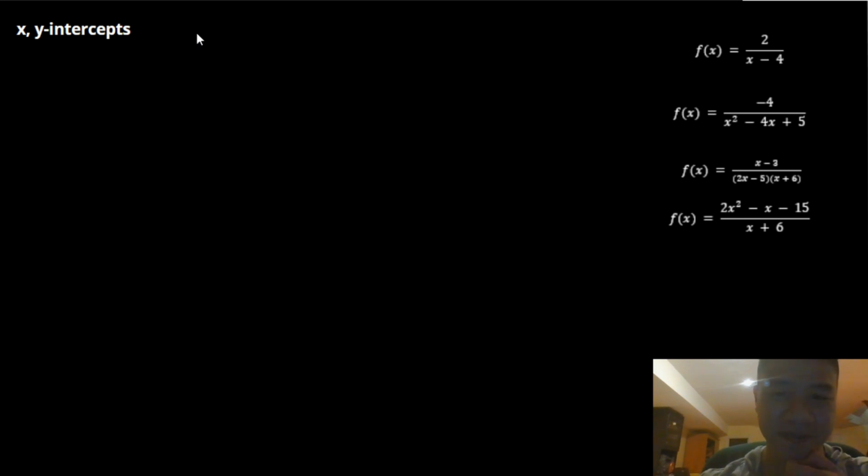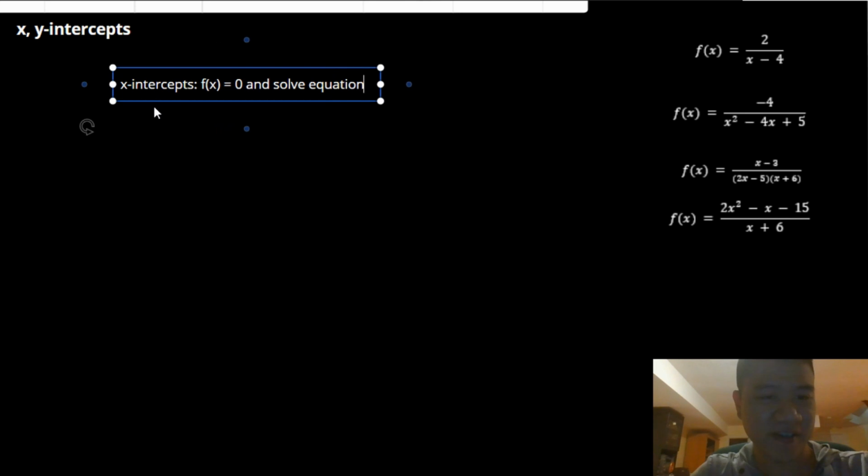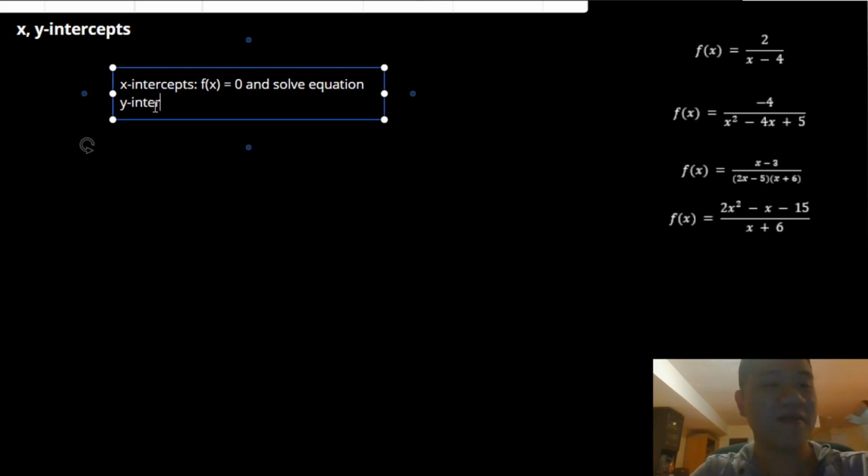Okay, x, y intercepts for rational functions. So finding these for rational functions is no different than any other function that you're used to. All you have to do is, for your x-intercepts, set f of x equals 0 and solve the equation. For y-intercepts, you just plug in 0 as x, so sub x equals 0, and find what f of 0 is going to be.